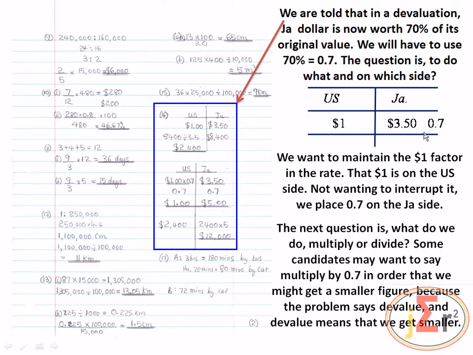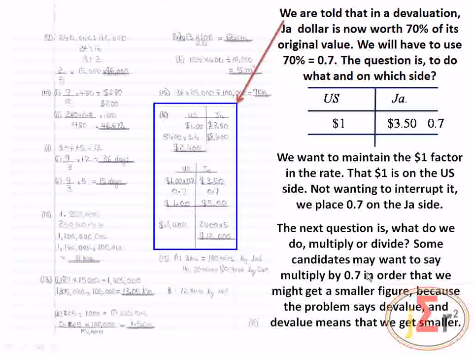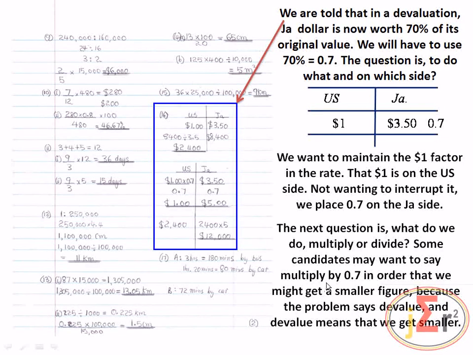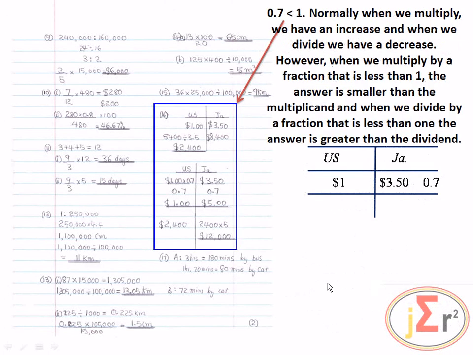But I beg to differ, because as it relates to currency, devalue means something else. It means lower in value, maybe capability or purchasing power. But it does not necessarily mean that the figure representing it will be smaller. As a matter of fact, it does not mean that. So notice that 0.7 is less than 1.